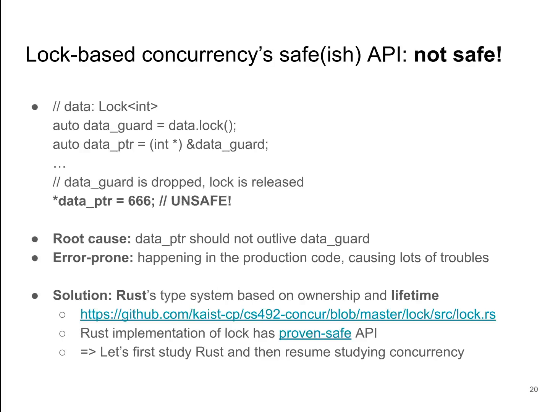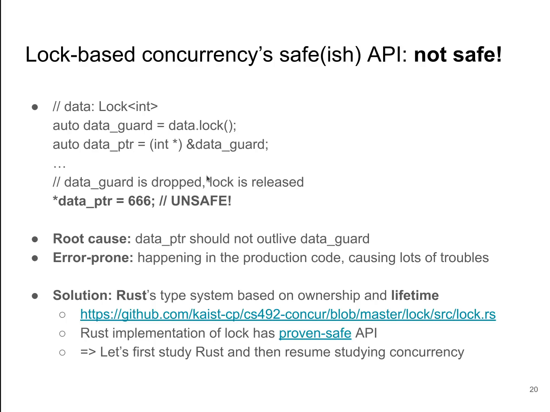Let's see what's happening here. Suppose there is a lock of type lock of integer, and you acquire the lock here and get the guard here. And suppose that you dereference the guard and get the pointer to the data. It is allowed in C++ because you acquire the guard, and the guard can be converted into the pointer to the data. Now suppose that the data guard is dropped here or destructed here, and the lock is automatically released.